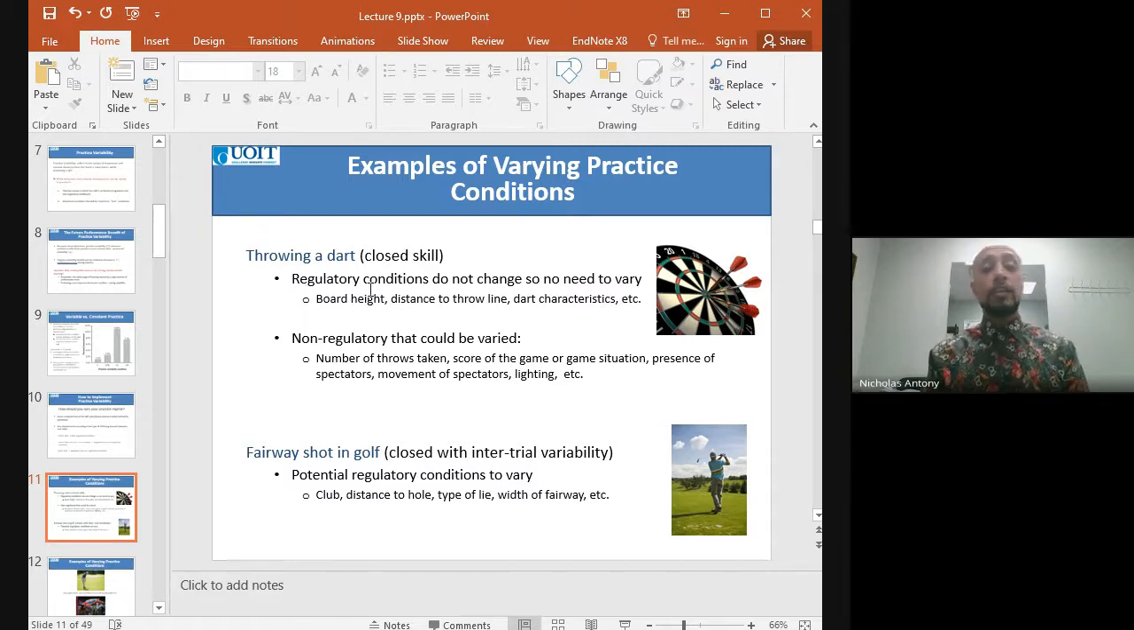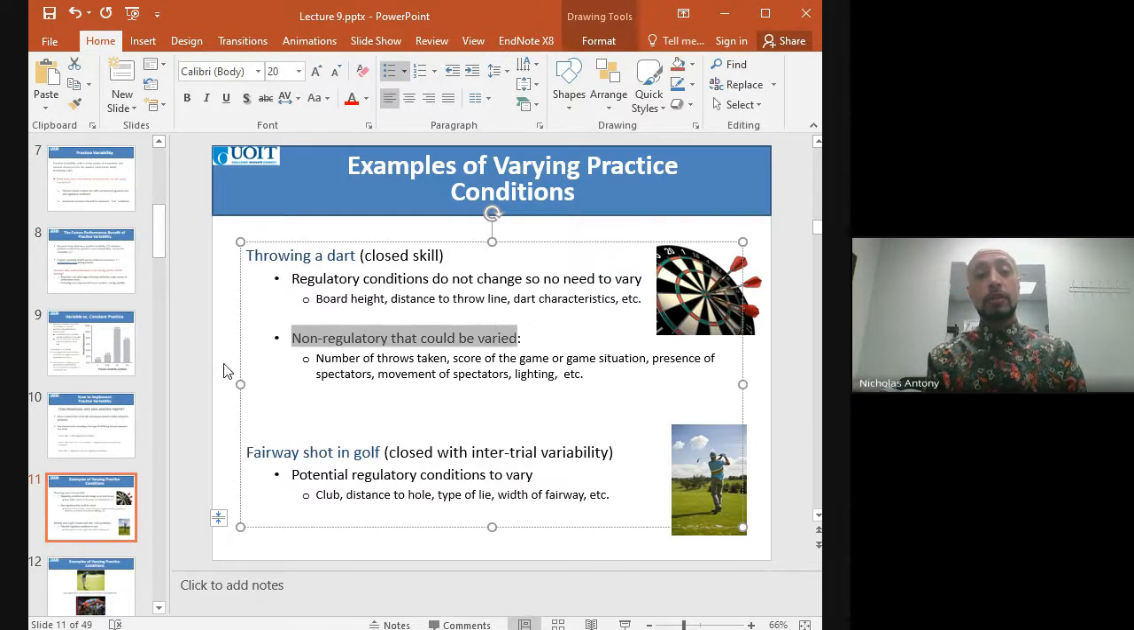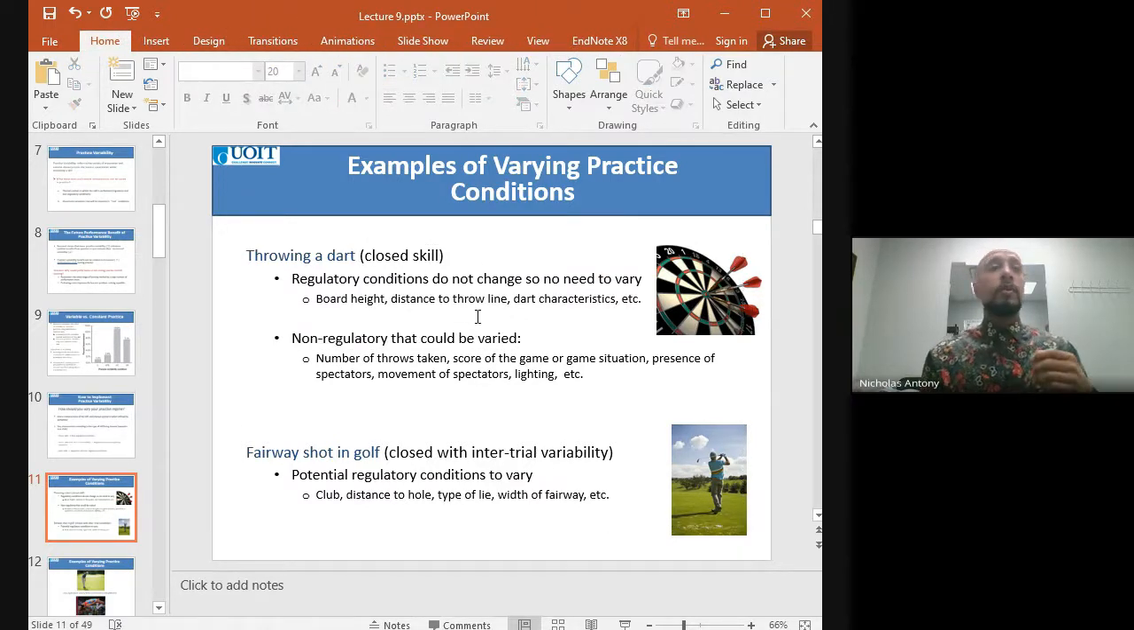Regulatory conditions in this case would be board height, distance, and dart characteristics. They're always the same, so you don't change them. What we would alter, therefore, is the non-regulatory conditions, right? So you would vary the number of throws taken, maybe the game situation, so what they're aiming at, the presence of spectators, lighting, for example, the stress of the game. Those are things that you could alter to have them better prepared for the tournament or game or test situation.